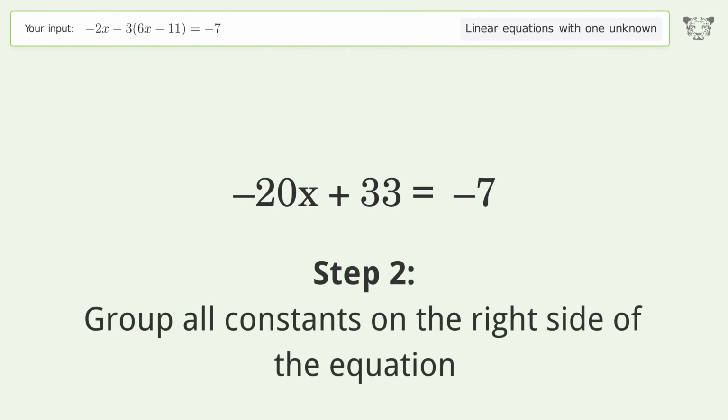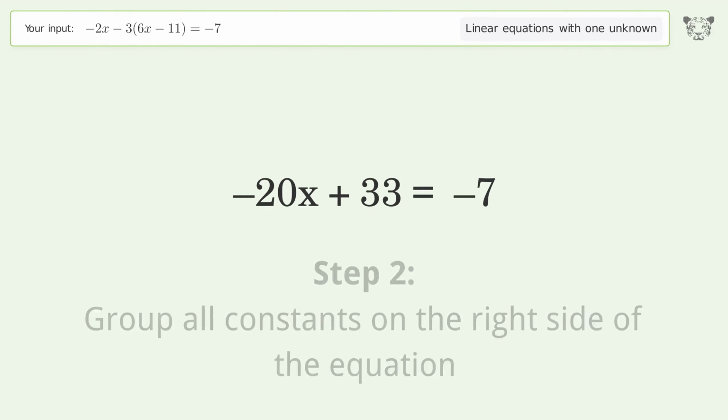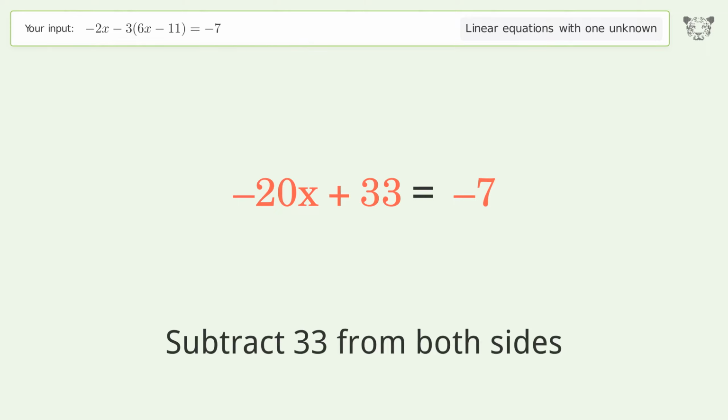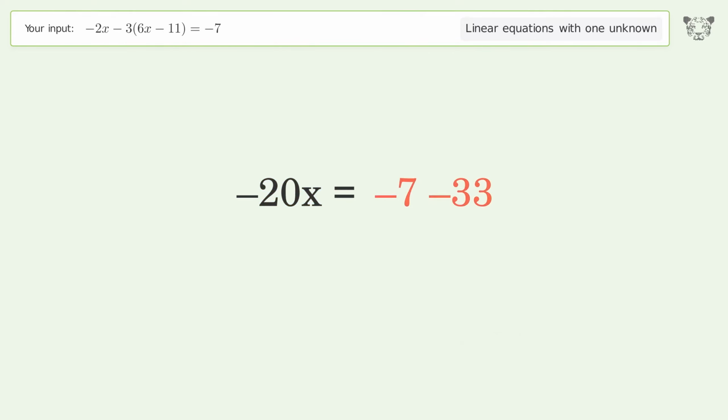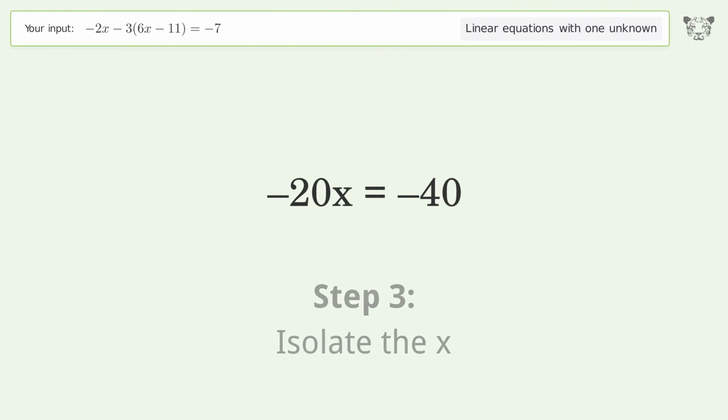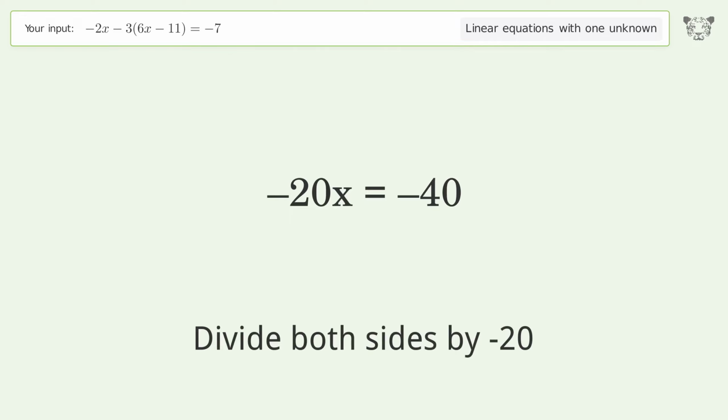Group all constants on the right side of the equation. Subtract 33 from both sides. Simplify the arithmetic. Isolate the x. Divide both sides by -20.